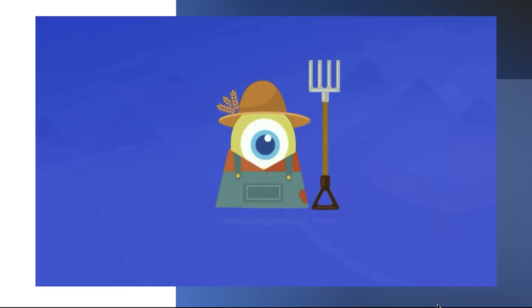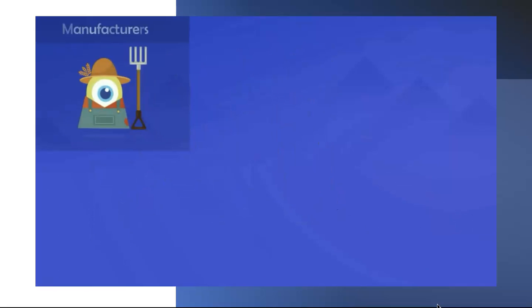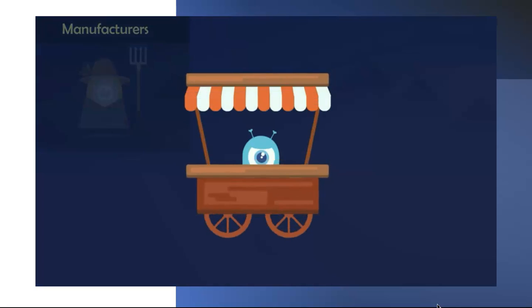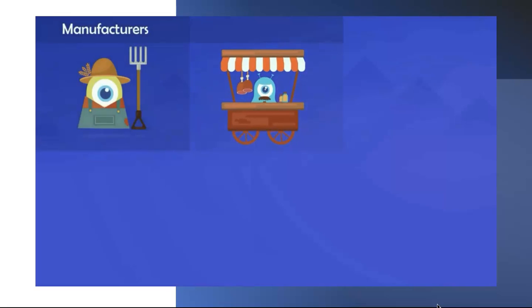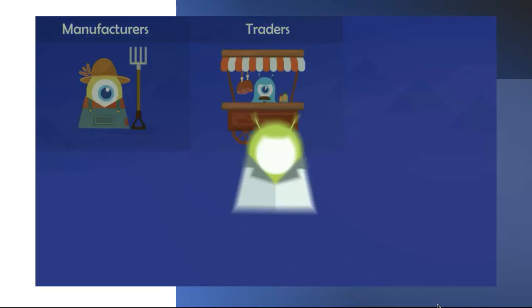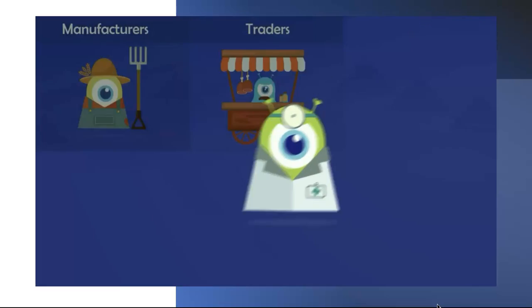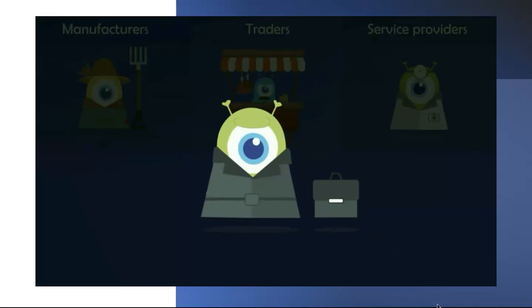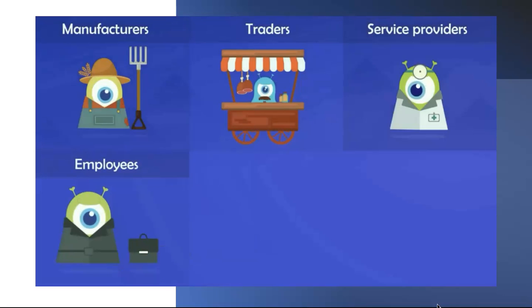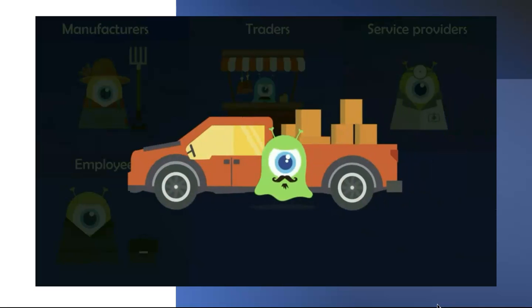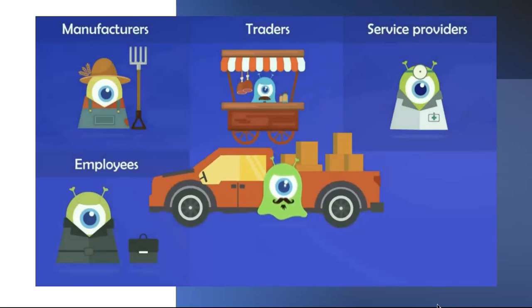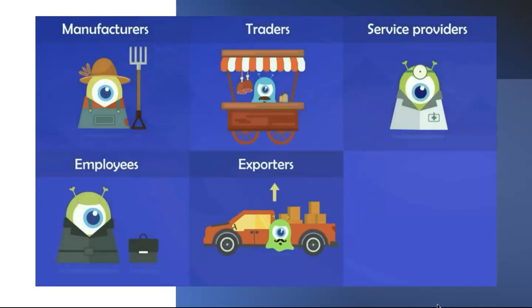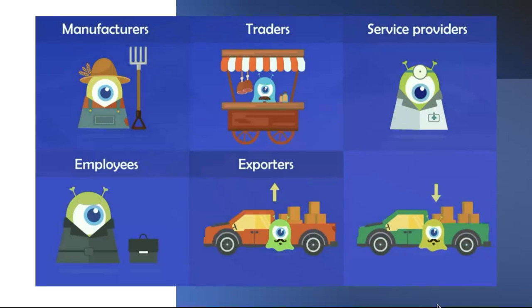People who produced something, like farmers, were categorized into manufacturers. People who bought goods from manufacturers and sold it in the market were called traders. People who provided services like doctors were called service providers. People who had jobs were called employees. People who bought goods from manufacturers and sold it in other villages were called exporters. People who bought goods from other villages and sold them in this village were called the importers.